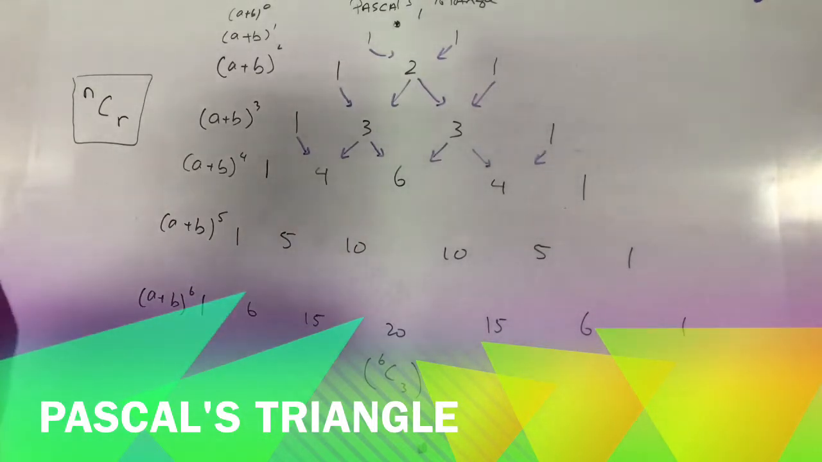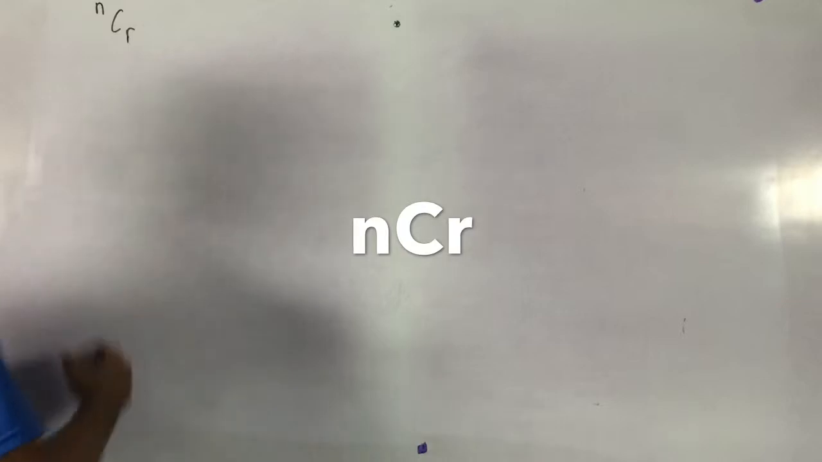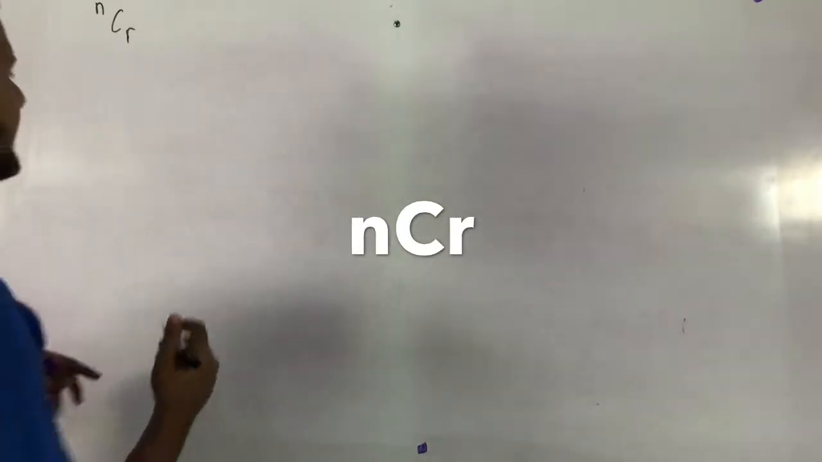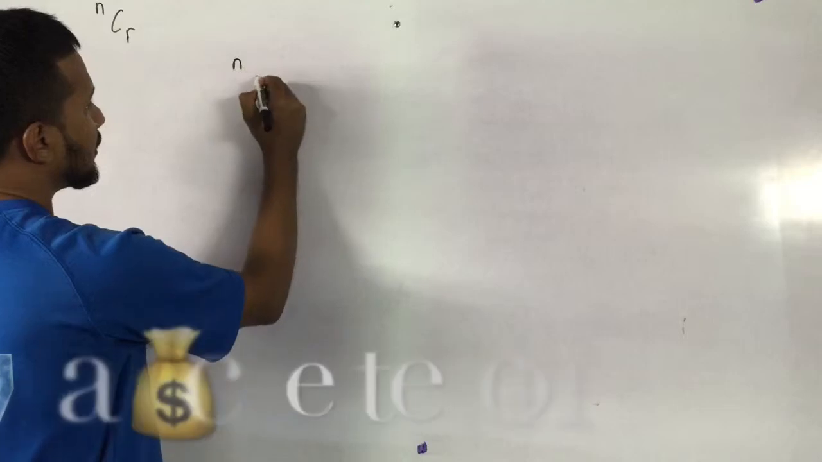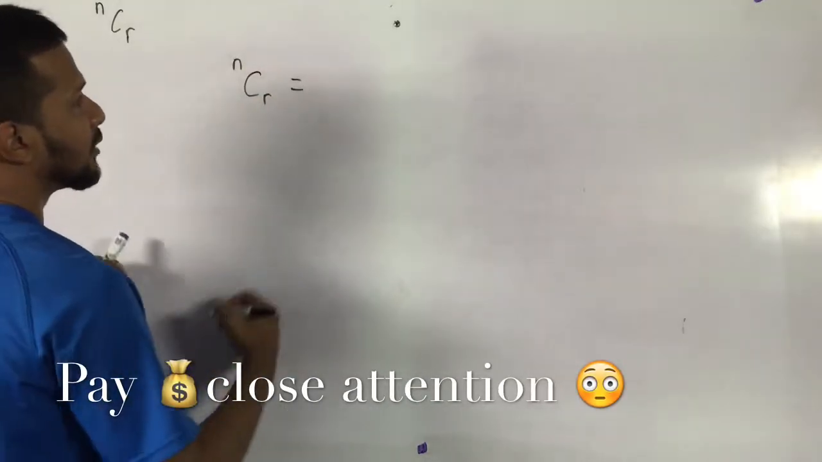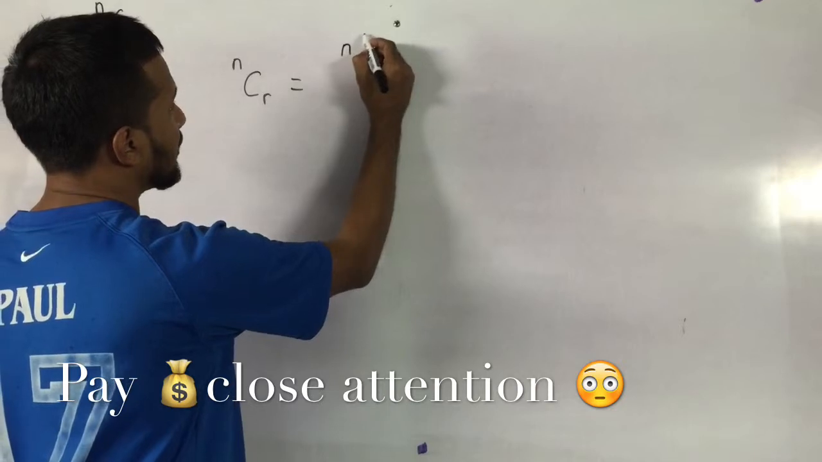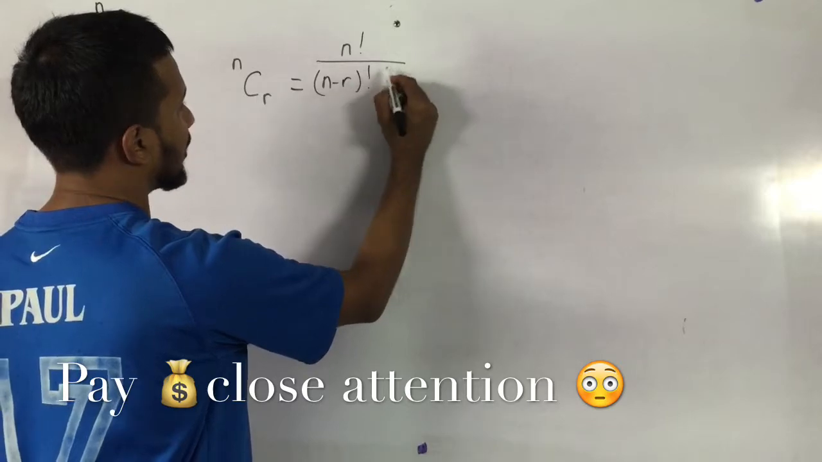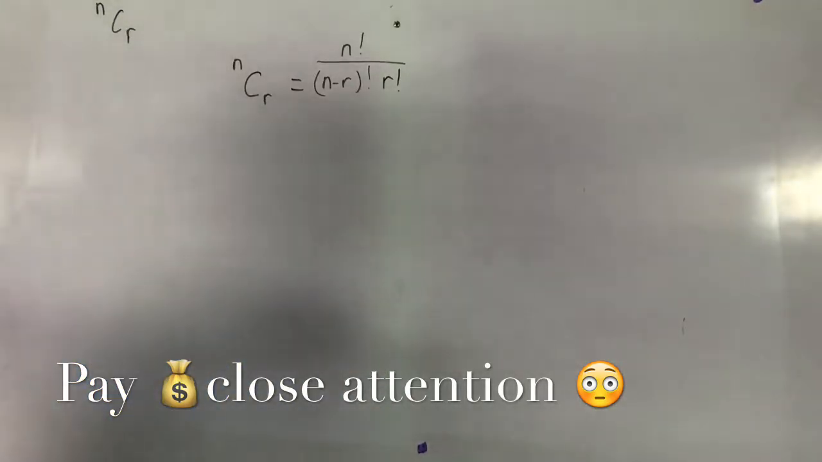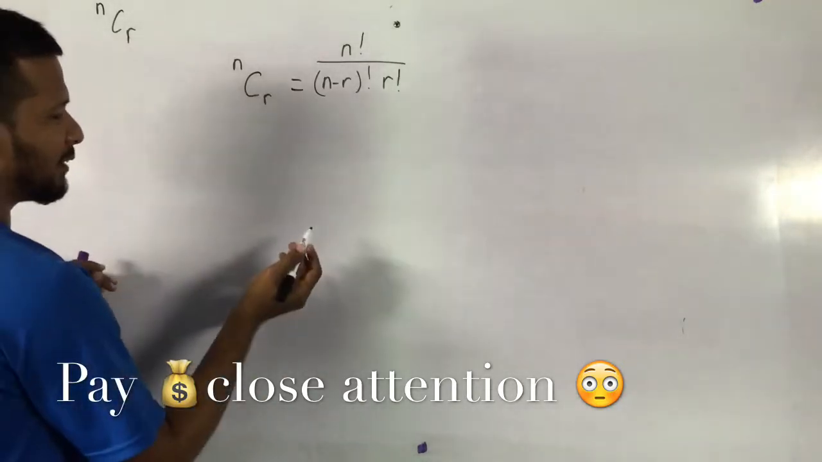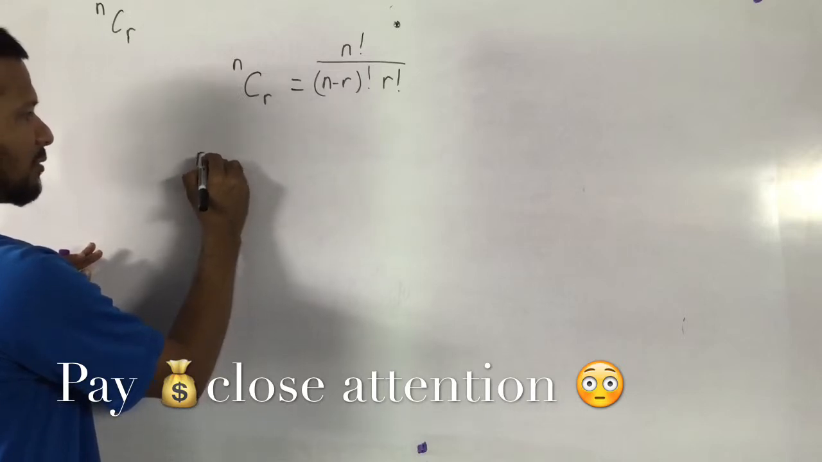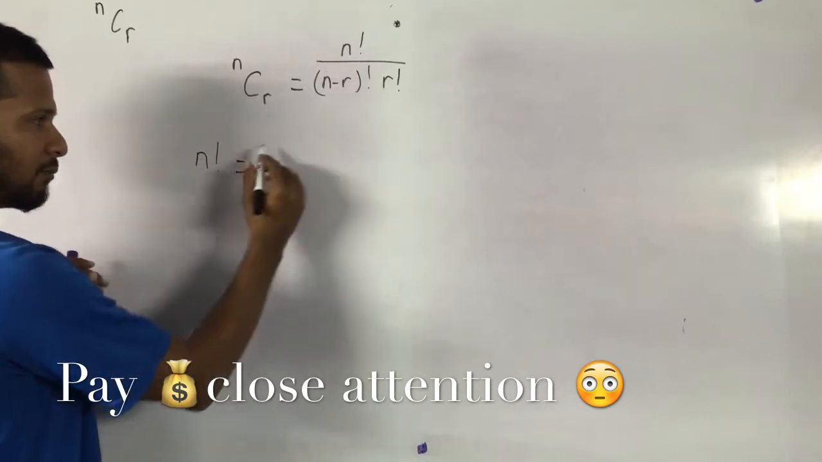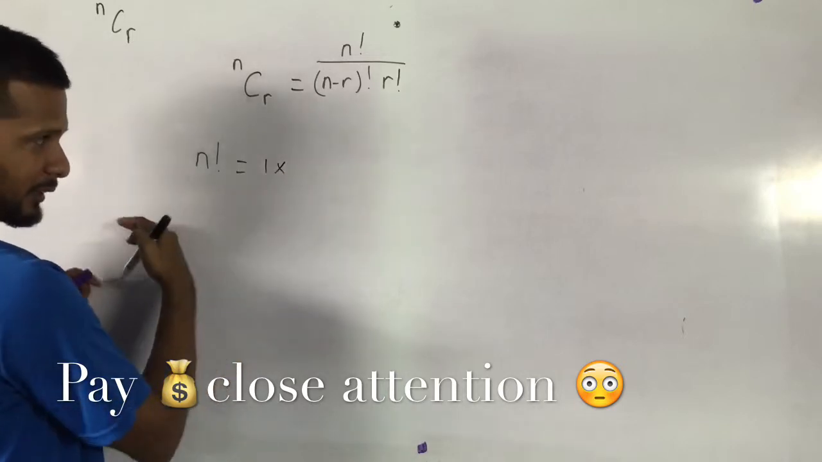Now we're going to take a look at using the actual formula. There's a formula that gives us nCr. nCr is equal to n factorial over (n minus r) factorial times r factorial. So you might be wondering now, what is this factorial thing? It's very simple. Factorial, for example n factorial, is simply multiplying all the terms from 1 to n.